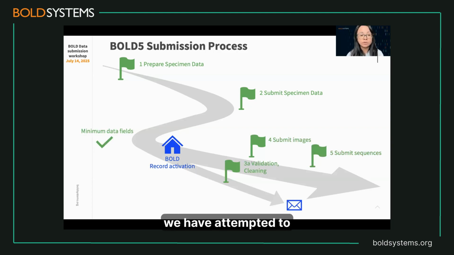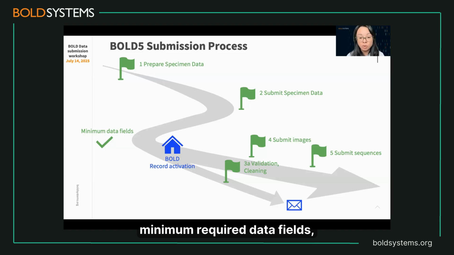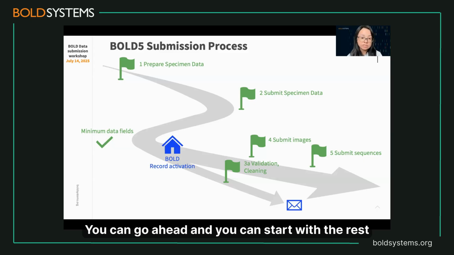With BOLD 5, we have attempted to streamline the process. As before, you would prepare your specimen data, enter it into the BOLD submission template, a worksheet, and then submit that to BOLD. So long as you have data in the minimum required data fields, your record becomes activated on BOLD immediately. What that means is once your record is activated, there's no waiting period. You can go ahead and start with the rest of the pipeline. You can add images and attach your sequences.